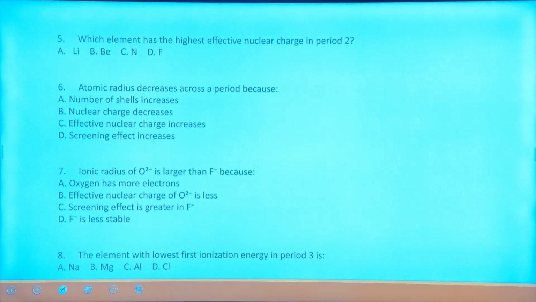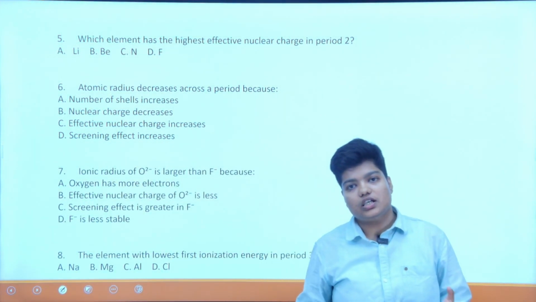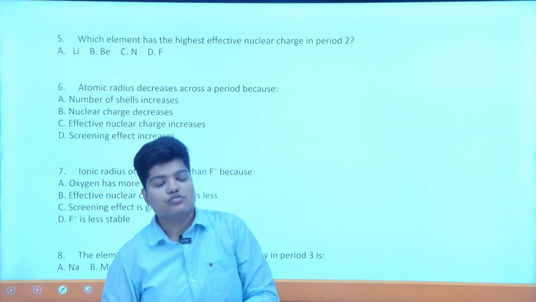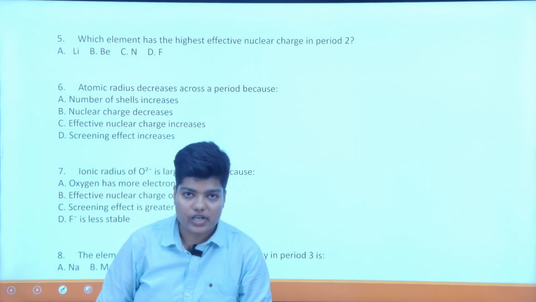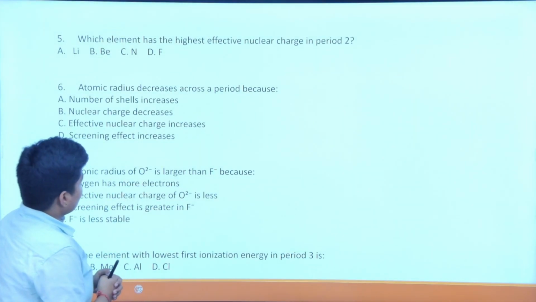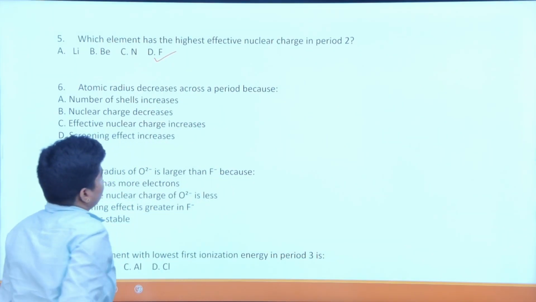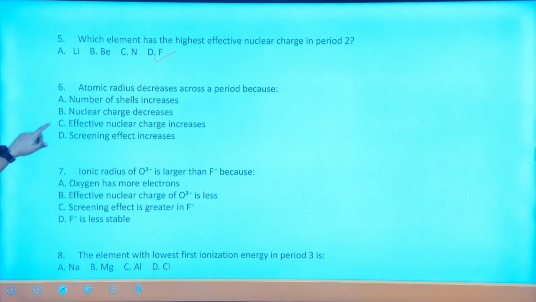Now the fifth question: which element has the highest effective nuclear charge in period 2? Same general trend: effective nuclear charge goes on increasing along the period from left to right. Why? Because as you go from left to right, one extra proton is added in the nucleus, so the net effect on the valence electron increases. So the highest effective nuclear charge in period 2 will be fluorine, which is in group 17. Lithium is group 1, beryllium group 2, nitrogen group 15, and fluorine group 17. So fluorine will be highest.